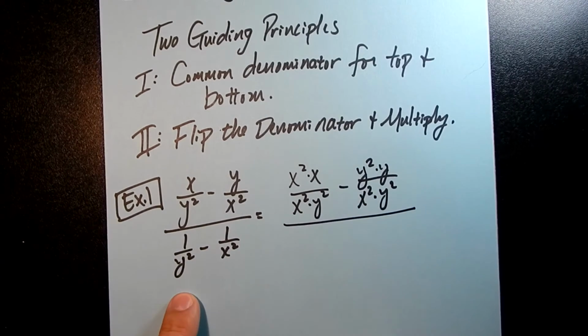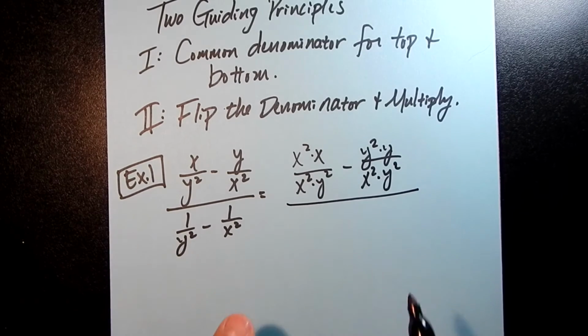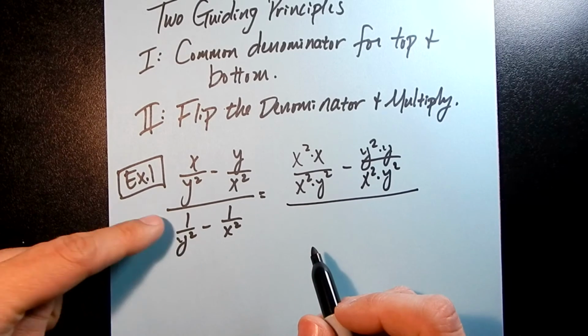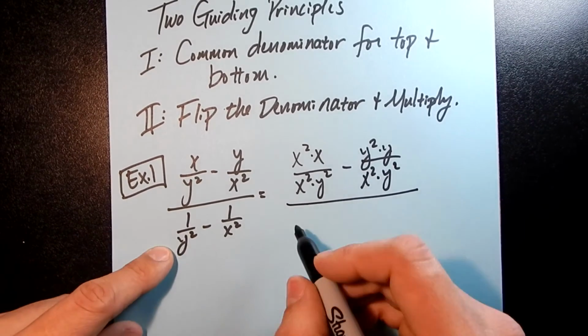On the bottom, the same thing is going to happen. So my common denominator is going to be x squared y squared. So the x squared needs to get multiplied over here.